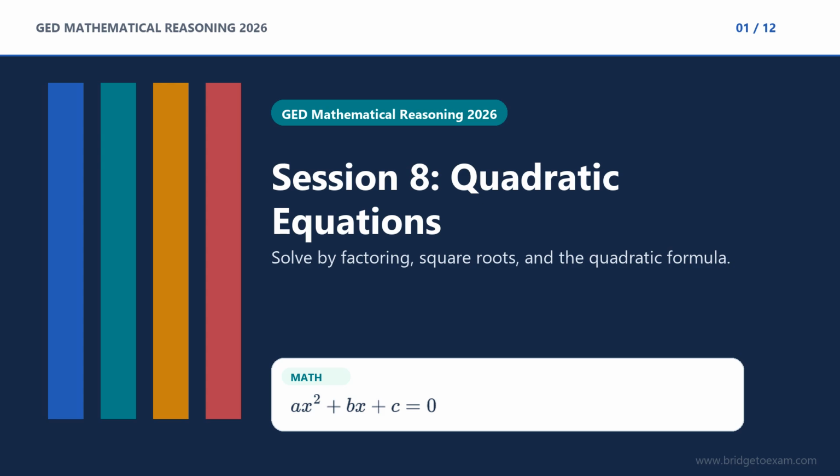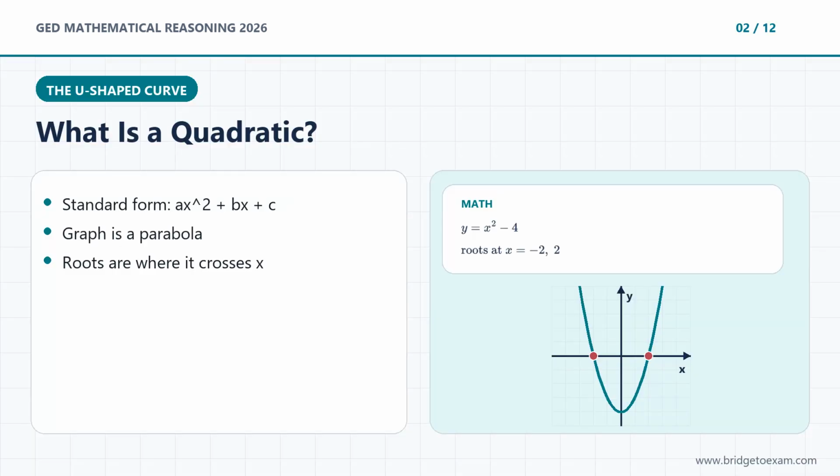A quadratic equation has an x squared term, and its graph is a smooth U-shaped curve called a parabola. Today, you will learn 3 reliable ways to solve quadratics: factoring, square roots, and the quadratic formula. A quadratic equation always has a squared term, and it usually has 2 solutions.